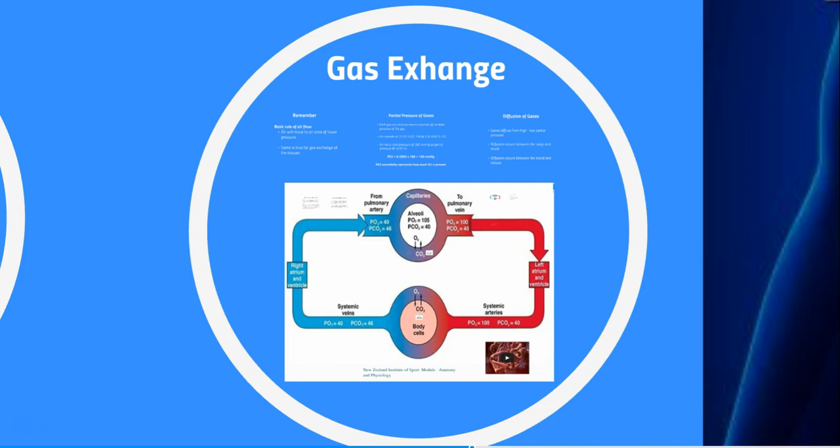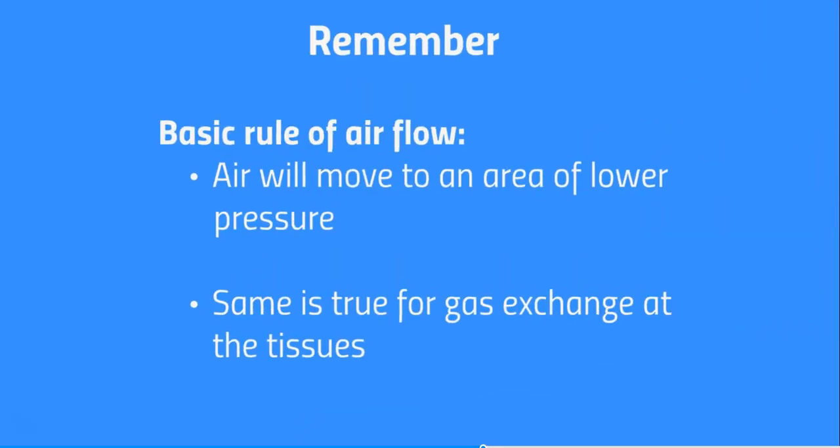Now I want you to keep that jar scenario fresh in your head, because the jar scenario with the divider can be used to exactly replicate what happens at the points of diffusion in the human body. So we know that air moves to a lower pressure from high to low. The same is also true of gases. They move from high pressure to low pressure.